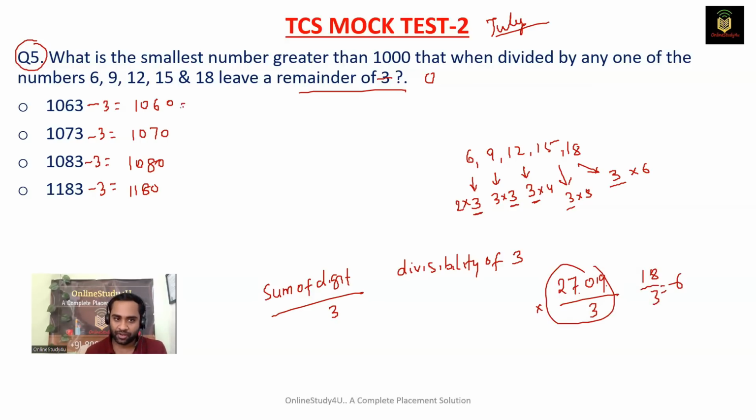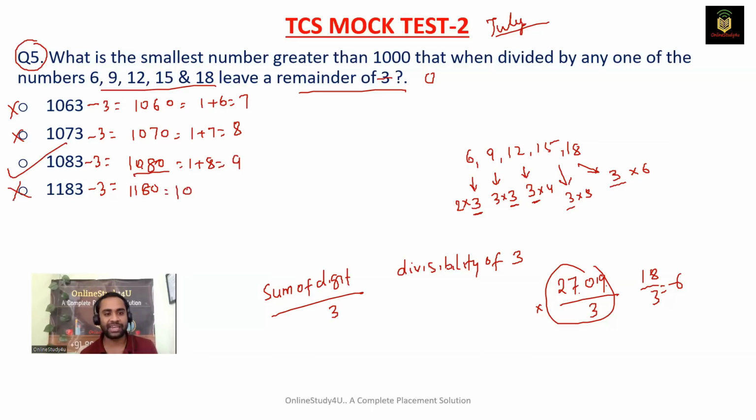Clear? Now, what is the sum here? 1 plus 6, 7. So this number will not be divisible by 3. 1073: 7 plus 1 will be 8, so this number is also not divisible. Then 1 plus 8 is 9, so this number will be divisible by all. And 8 plus 1 is 10, so this number will not be divisible by any.